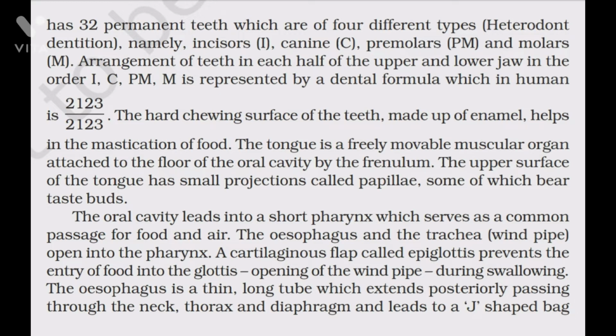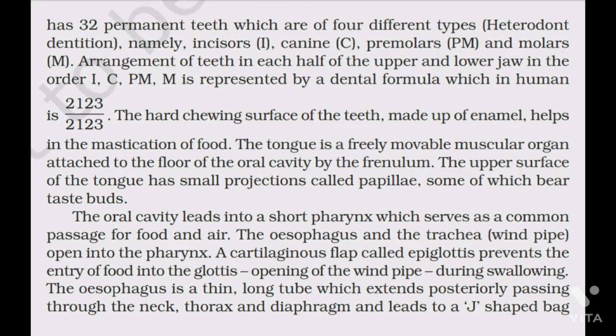Arrangement of teeth in each half of upper and lower jaw in the order incisor, canine, premolar and molar is represented by dental formula, which in human is 2123 by 2123. The hard chewing surface of teeth made up of enamel helps in mastication of food. The tongue is a freely movable muscular organ attached to the floor of oral cavity by frenulum. The upper surface of tongue has small projections called papillae, some of which bear taste buds.